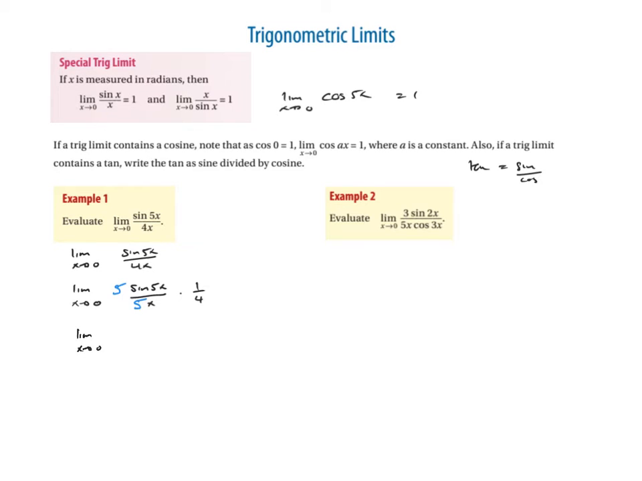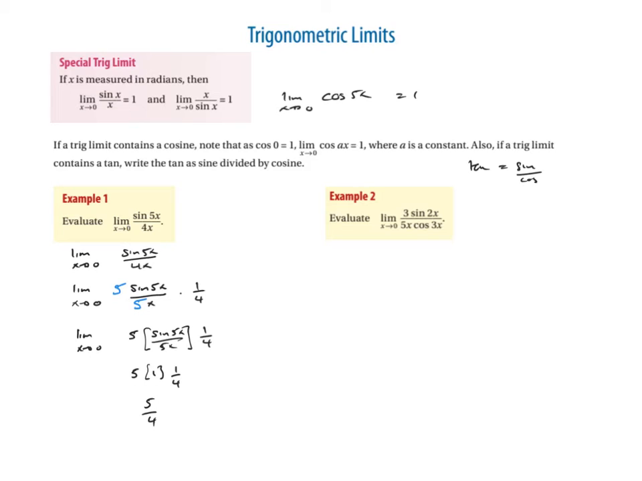I can now say that this is the same as 5 multiplied by sine 5x over 5x, multiplied by, on the other side, a quarter. I'm now going to take the limit, and we know that as x heads towards 0, if I've got sine ax over ax, so sine 5x over 5x here, according to our rule, that's going to change to 1. So I end up with 5 by 1 multiplied by a quarter, which is 5 over 4, and that's the limit.